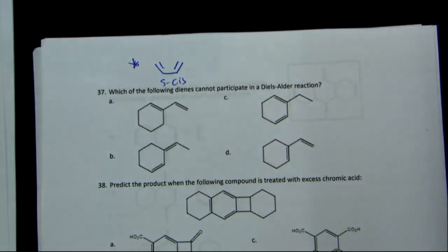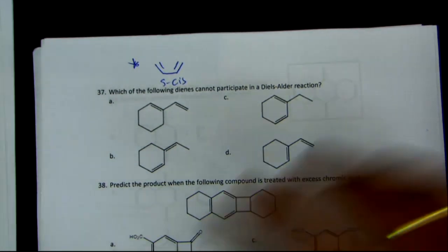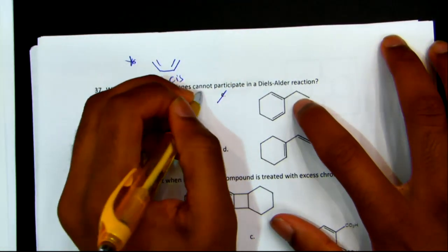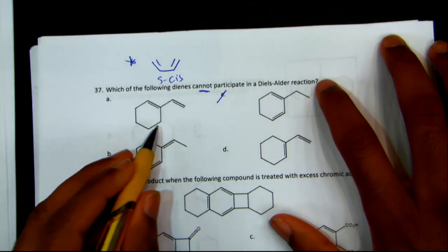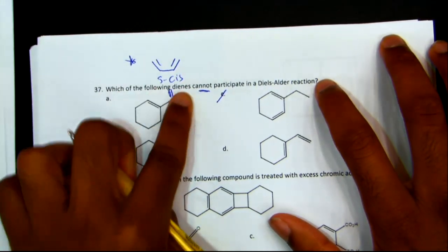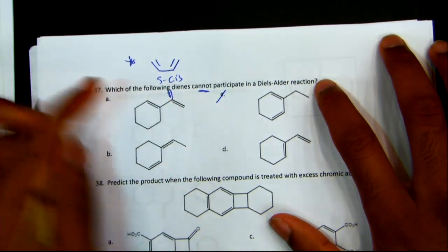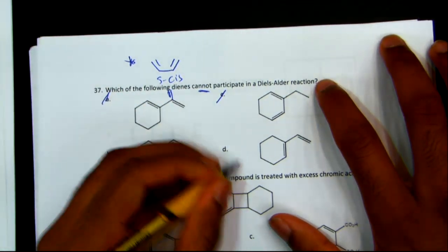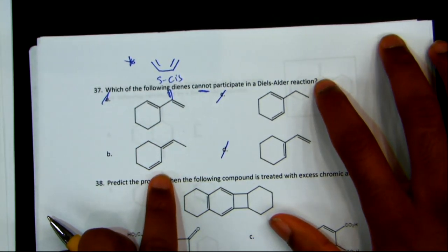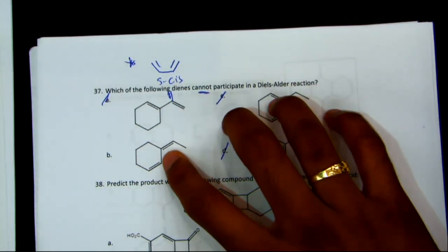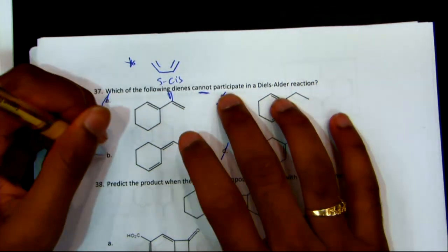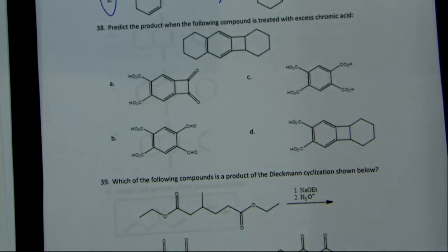Single bonds can usually turn, but in this case it can't because of the ring. So it can participate, and we're not looking for that. We're looking for cannot. This single bond can flip over and then go into an s-cis conformation. Does that make sense? So this one also can. But this one is stuck in s-trans because of this ring. This bond right here is not going to be moving anywhere. Is that cool? So this one's our answer.